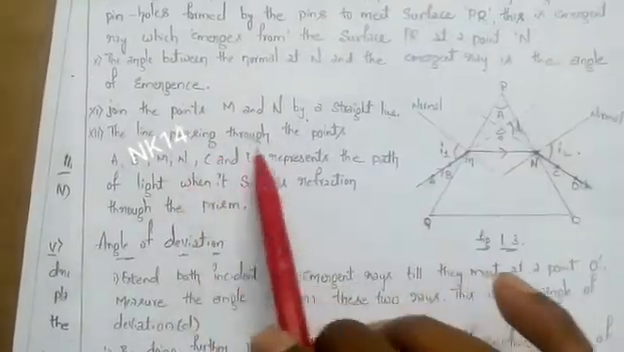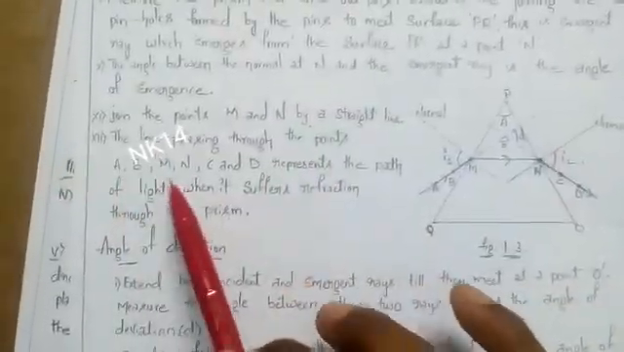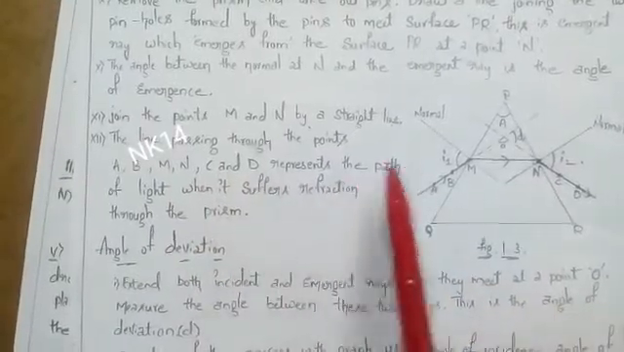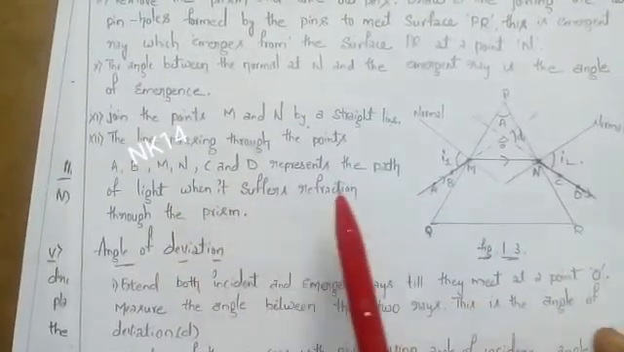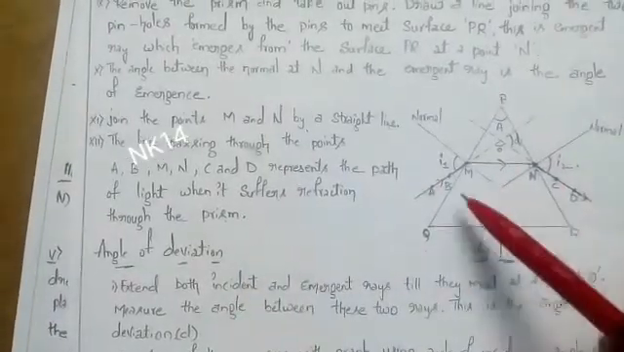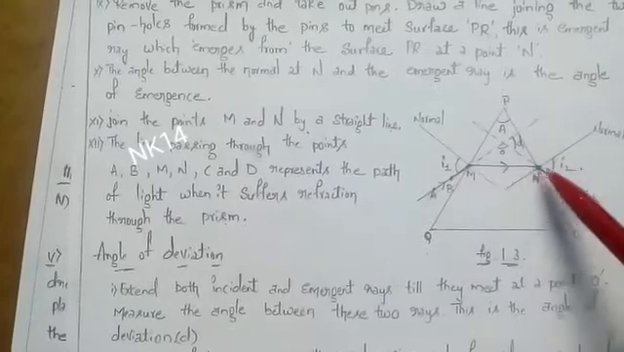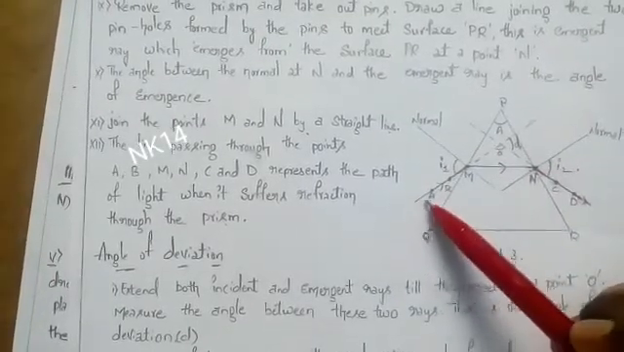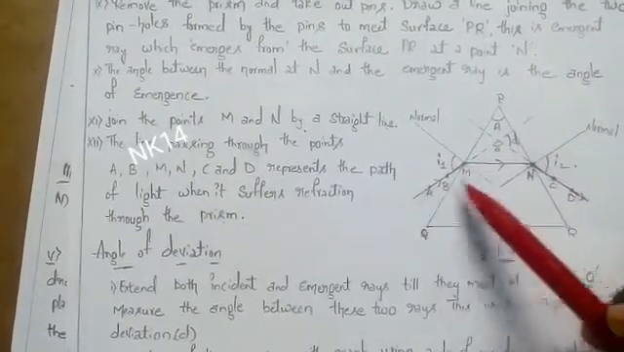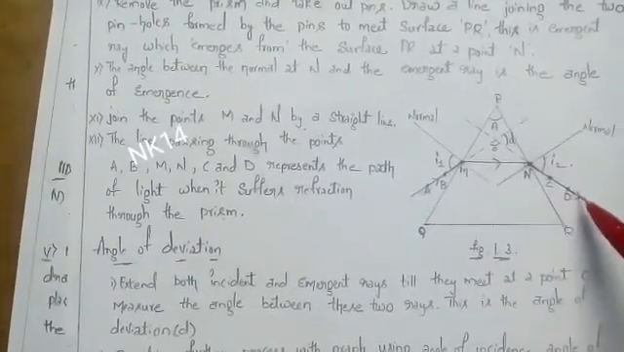Next, the line passing through the points AB, MN, C and D represents the path of the light when it suffers refraction through the prism. So whatever line you got after joining A, B to M and M to N and C, D, this is the path of the light which is traveling from air to the prism and from the prism to air.